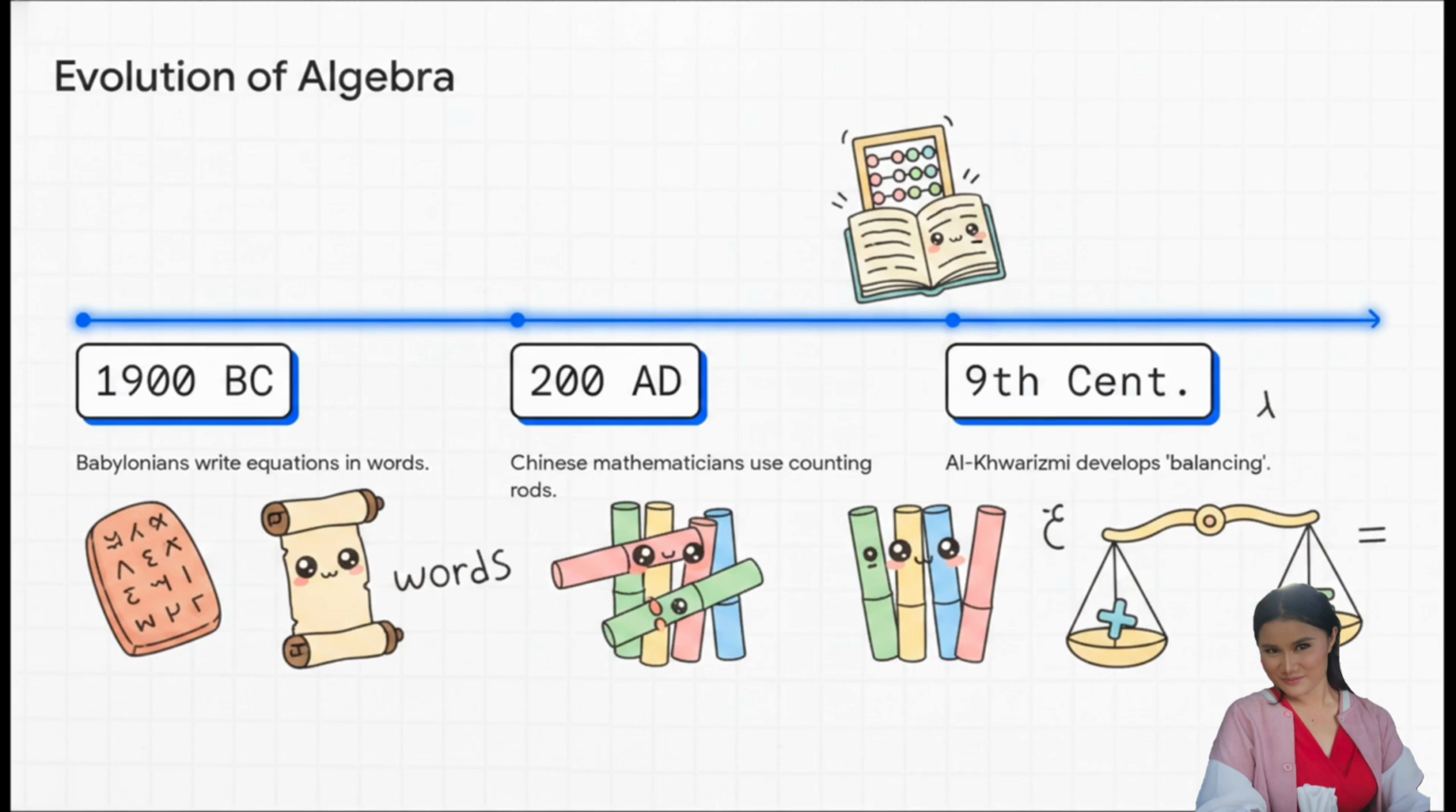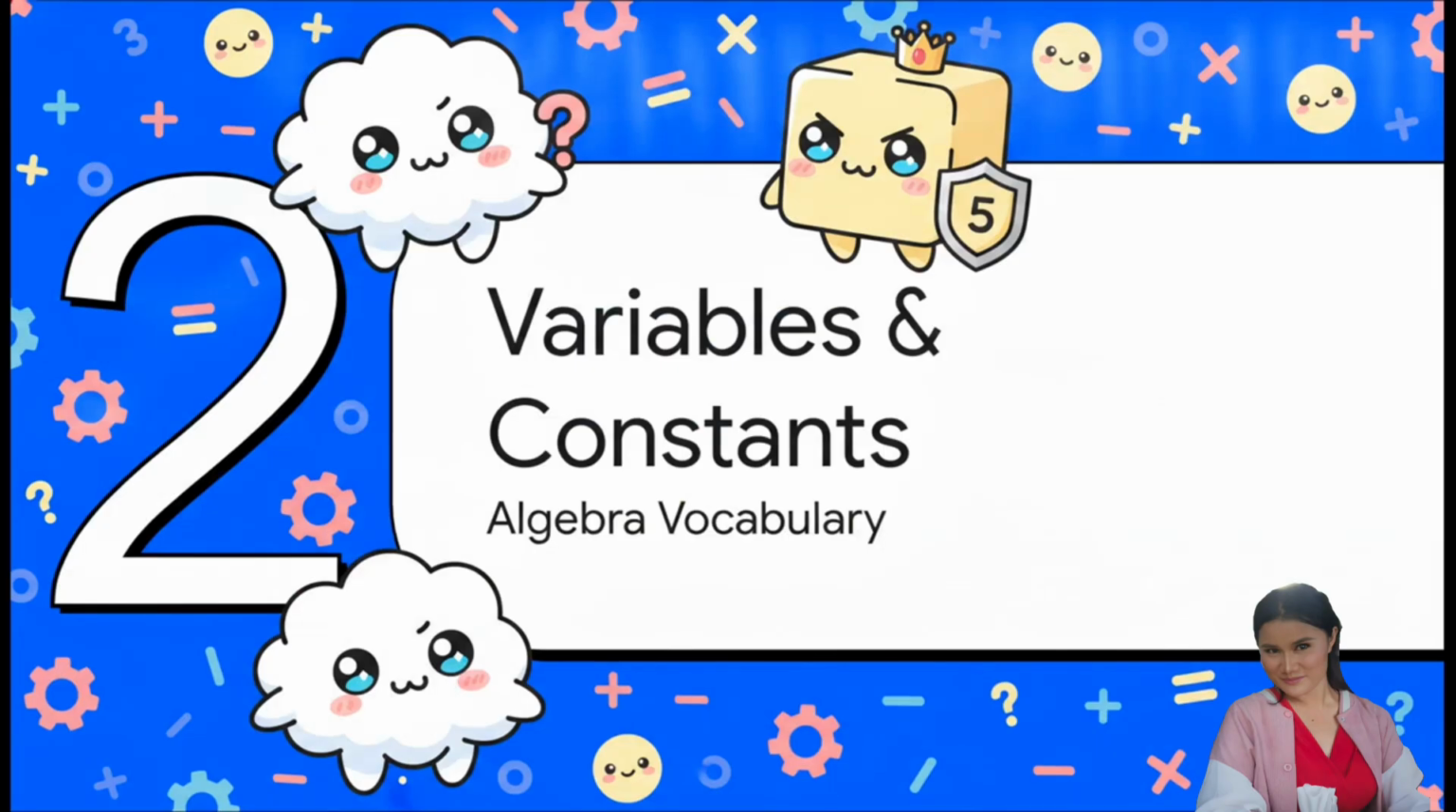Fast forward to the 9th century, and a Persian mathematician named Al-Khwarizmi wrote a book that gave us the actual word algebra, which comes from an Arabic term meaning reduction and balancing. So when you sit down for your test, you're actually participating in a thousands of years old tradition. Pretty cool, right? Moving right along to section 2, variables and constants.